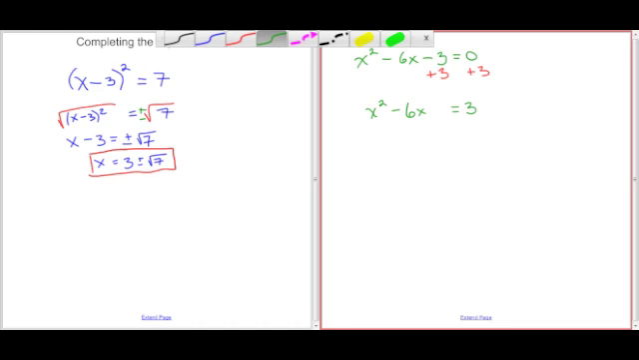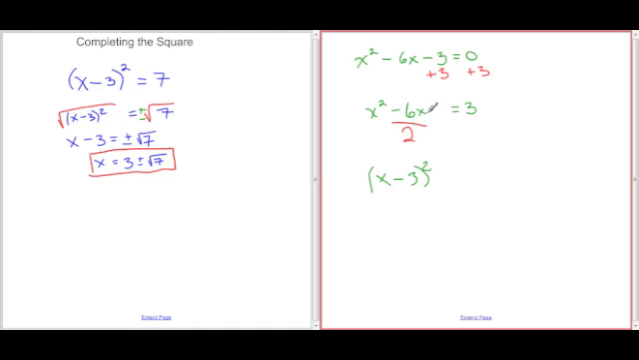Well, for the sake of these videos, it's very simple. We take our b term, we divide it by 2. That is what goes inside of the square. So this is actually (x minus 3) squared, because negative 6 divided by 2 is negative 3.